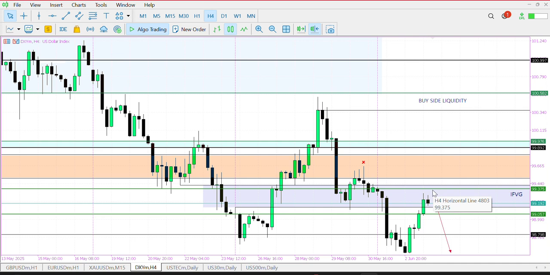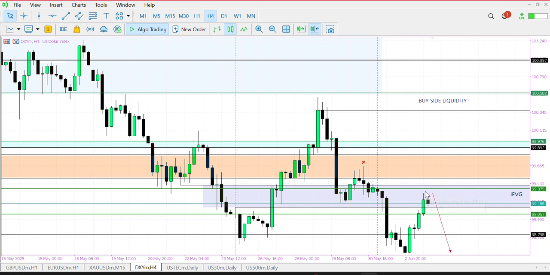Support broken becomes resistance. But what happens usually in the forex market? What I've noticed is this. This is H4 time frame. And if we really want to know what the markets are doing, we have to focus on the body of the candlestick and not the wicks.